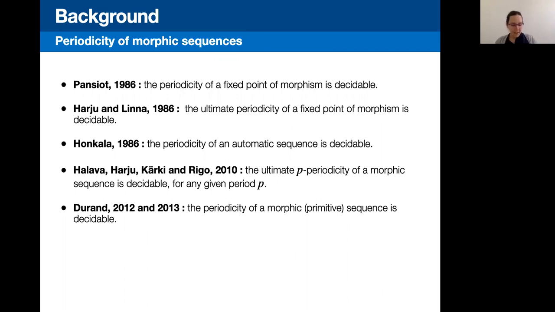This study has lasted for three decades and began in 1986. The same year, we have three different results. Pansiot proved that the periodicity of a fixed point of a morphism is decidable. The same year, Harju and Linna proved the ultimate periodicity for the same sequences. And Honkala proved that the periodicity of an automatic sequence is decidable. An automatic sequence is a morphic sequence defined by a morphism of constant length.